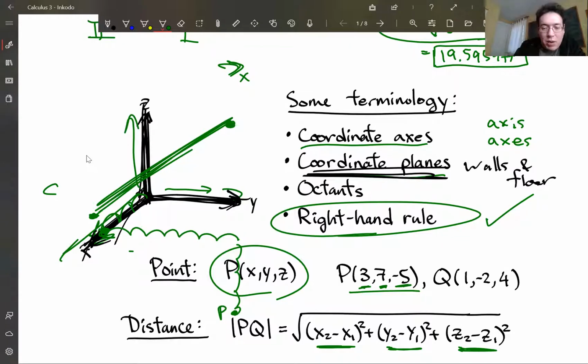So when we have a distance between 2 points, we might denote it like this: the absolute value of the distance between 2 points, |PQ|. And you might draw a line above PQ to show this is the length of the line segment between point P and point Q. So this is the distance formula.